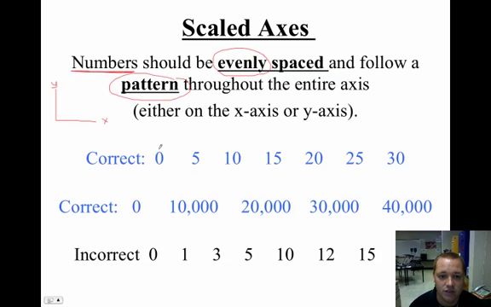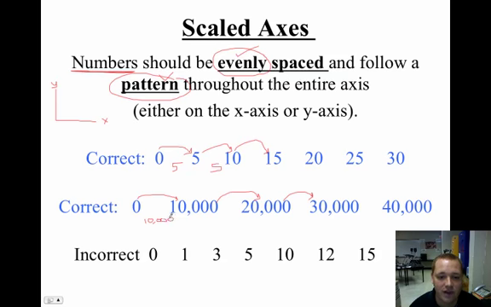So for example, in this one, which is blue, that says correct, from 0 to 5, then 5 to 10, 10 to 15, and then so on and so forth. You'll notice that these are increasing by 5 each time. It's an increase of 5. So by increasing evenly, and also following a pattern, 5, 10, 15, 20, 25, it's following a pattern of increasing by 5. Here's another example. 0 to 10,000, 10,000 to 20,000, and then to 30,000. So this is following a pattern of increasing by 10,000 each and every single time on a graph.